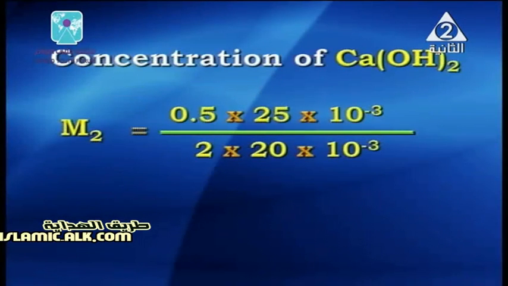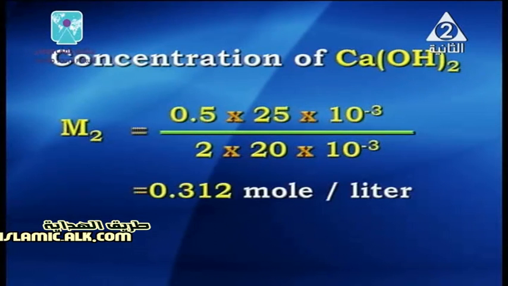So the concentration of calcium hydroxide M2 equals 0.5 times 25 times 10 to the power negative 3 over 2 times 20 times 10 to the power negative 3, which equals 0.312 mole per liter.